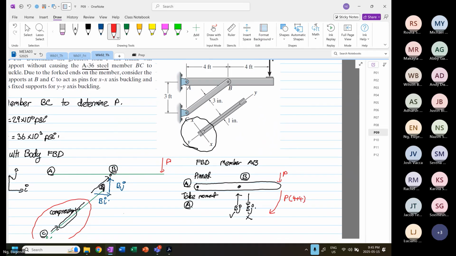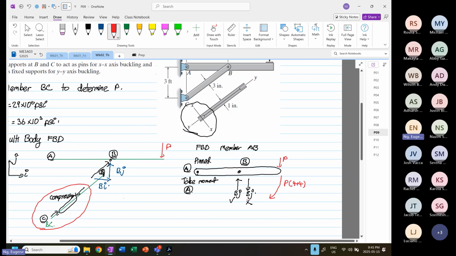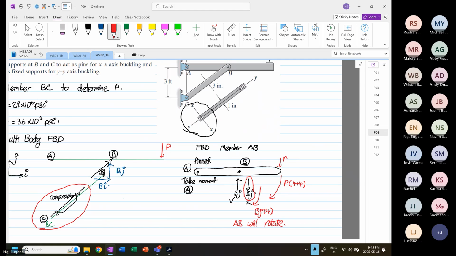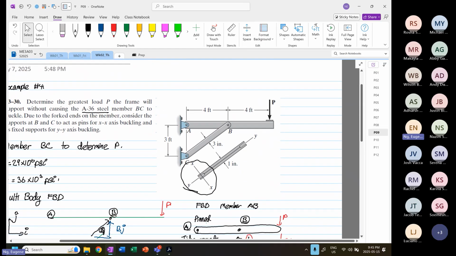If we assume Bj to be coming down, what will happen is Bj that is coming down will induce a Bj multiplied by 4, both coming down. So when that is the case, the member AB will rotate. Okay, member AB will rotate. But we have to prevent it. We have to prevent the rotation. Why we have to prevent the rotation? Because in real life, this structure over here that you see in this diagram will not rotate.